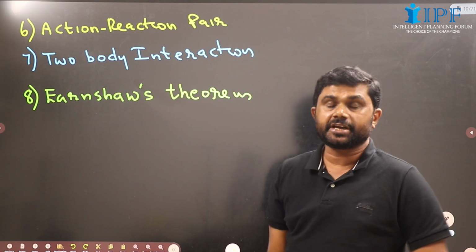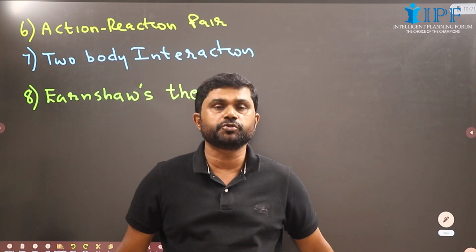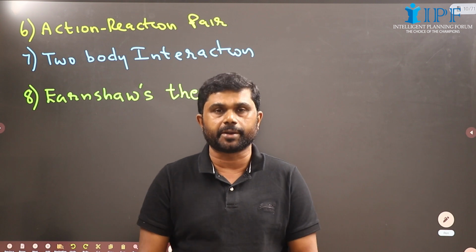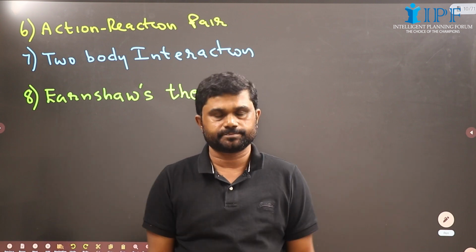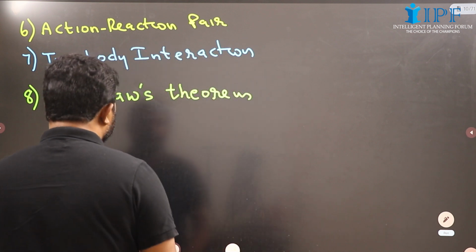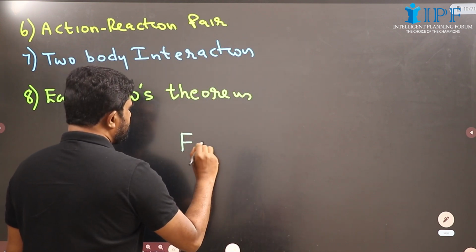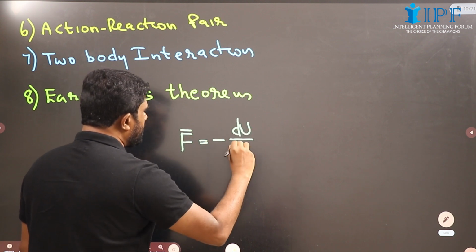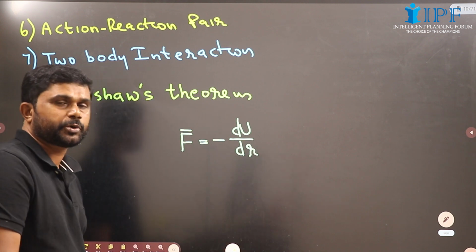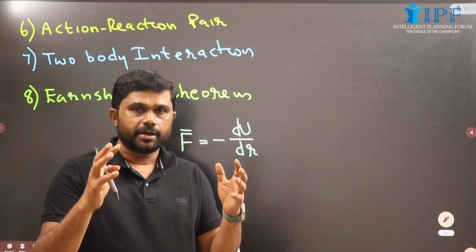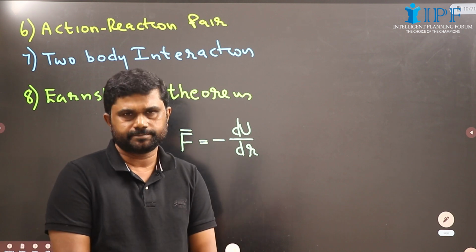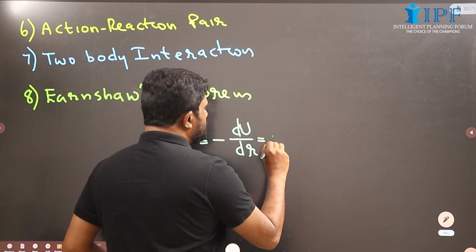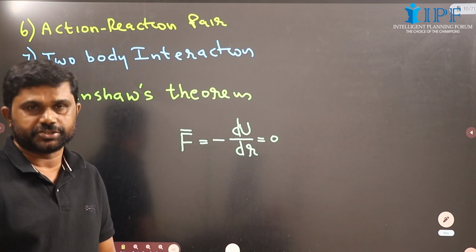Now Earnshaw's theorem, it is very important. What do you mean by equilibrium? Whenever the resultant force acting on a body is zero, it is said to be in equilibrium. Equilibrium means force is zero. Now, in any conservative force field, F is equal to negative of dU by dr, where U is the potential energy and r is the space or position variable. Whenever the force is zero, dU by dr is equal to zero. The differential of potential energy is zero.